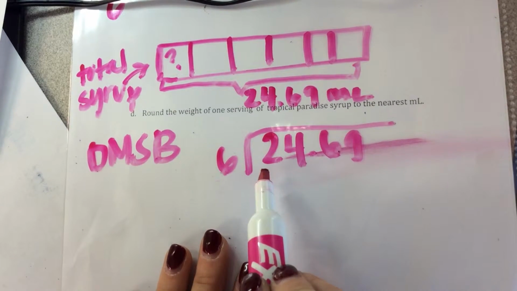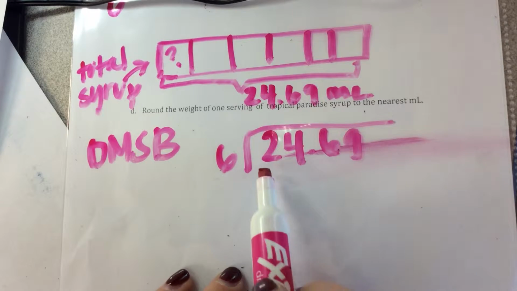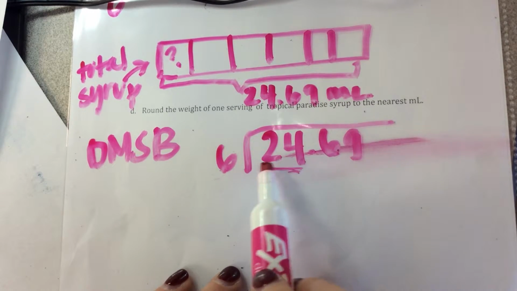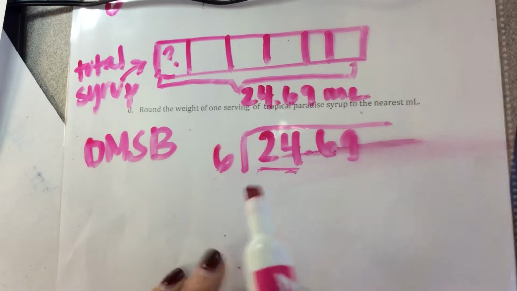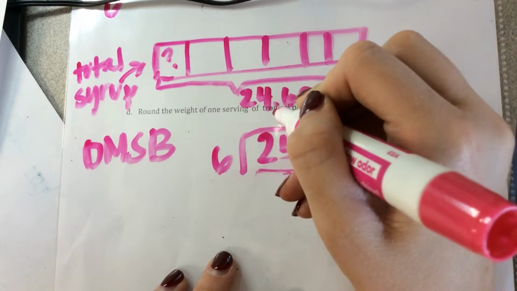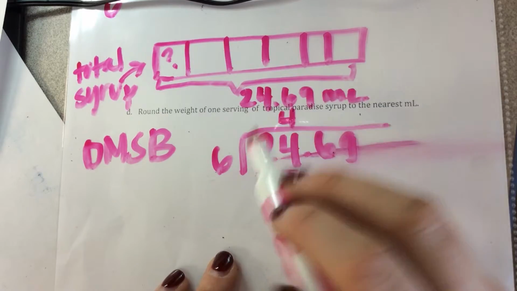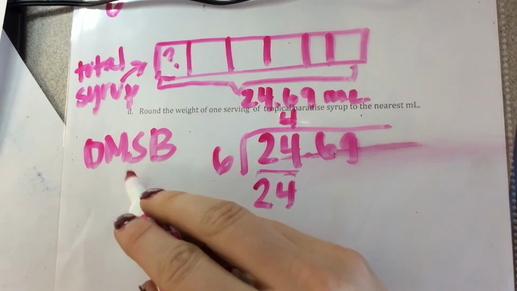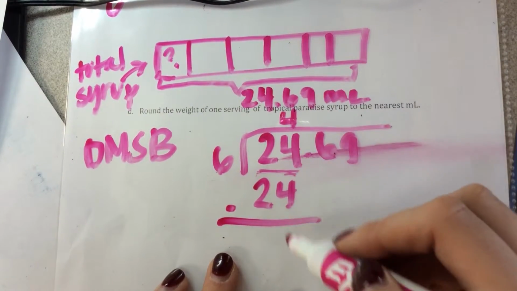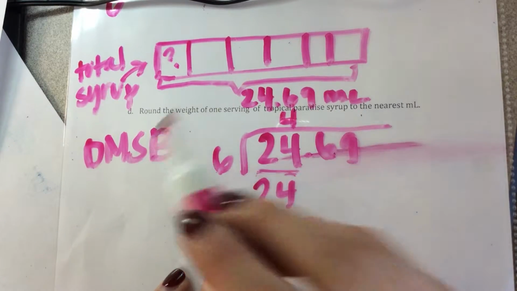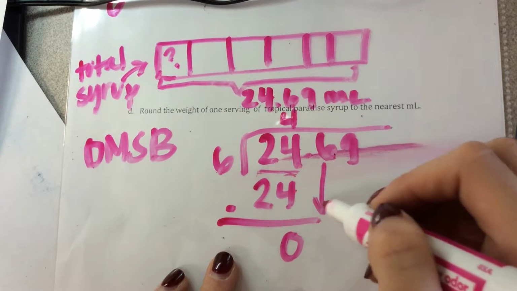So can 6 go into 2? No. So let's go to the next digit. Can 6 go into 24? Yes. In fact, we know 6 times 4 is 24. So we got to put our 4 above the 1's place. And now multiply. 6 times 4 is 24. Now subtract. 24 minus 24 is just 0. Next step, bring down. So we're going to bring down our 6.